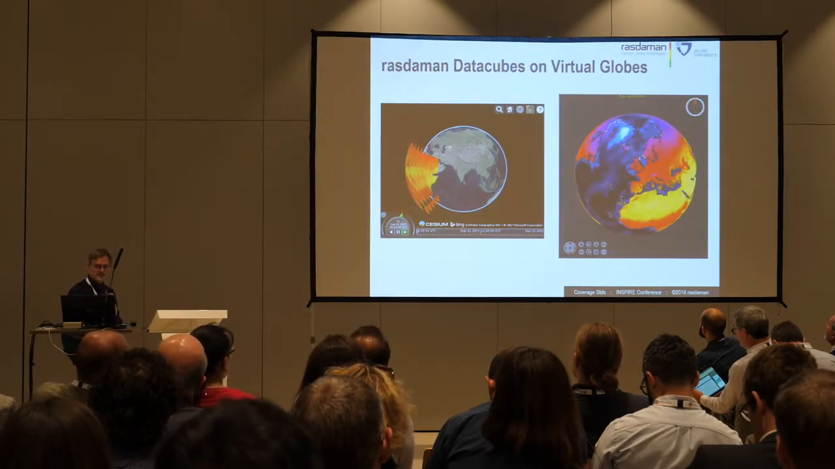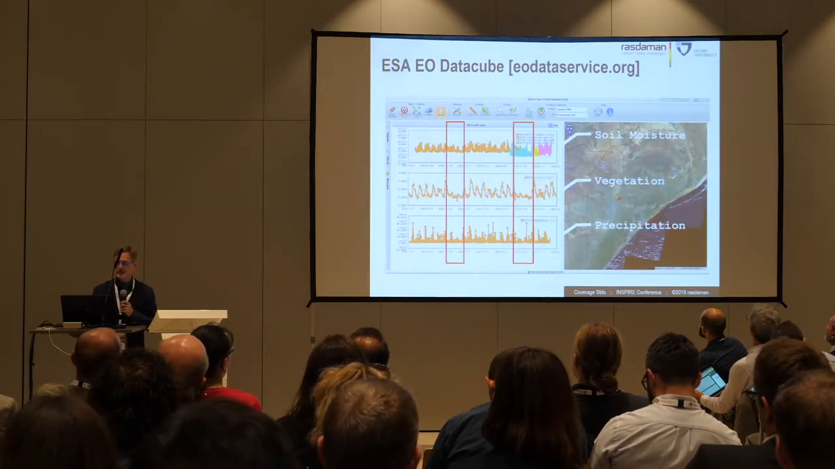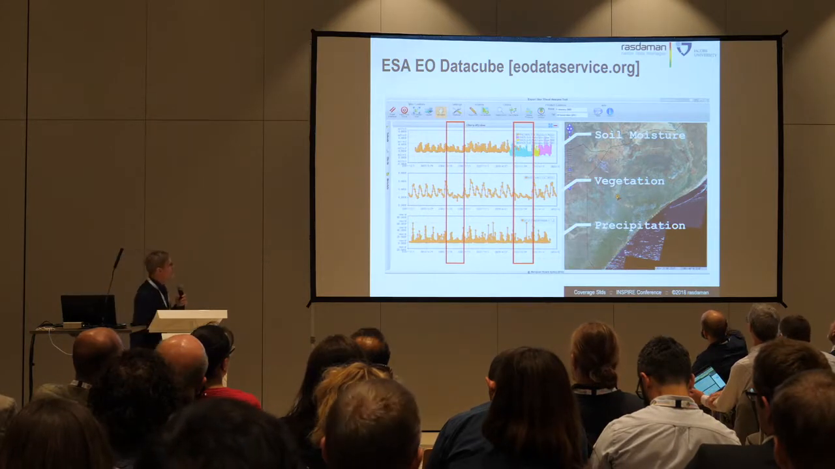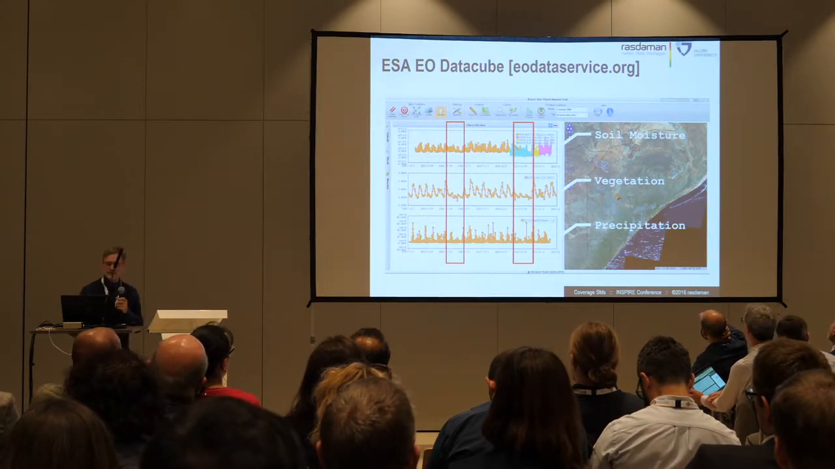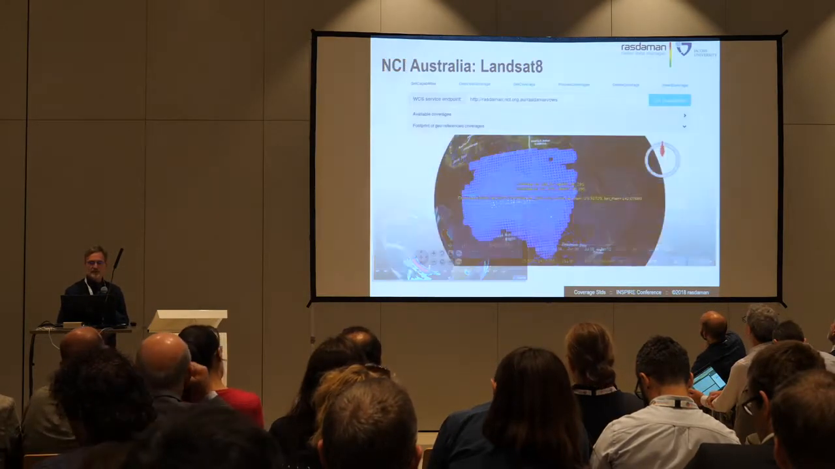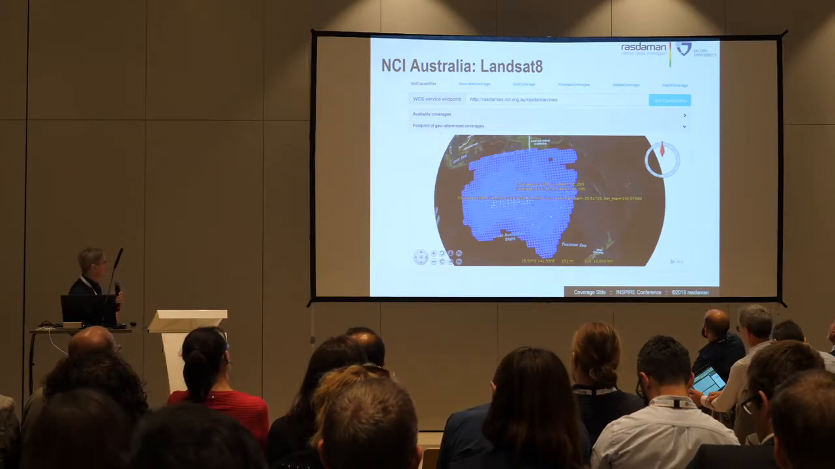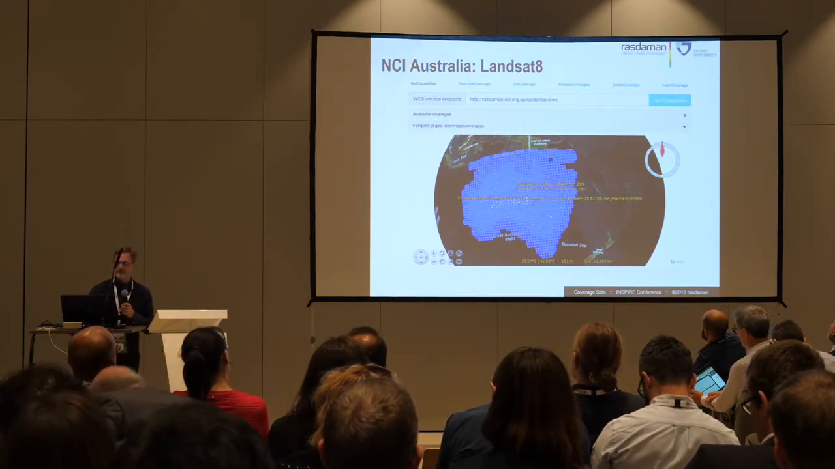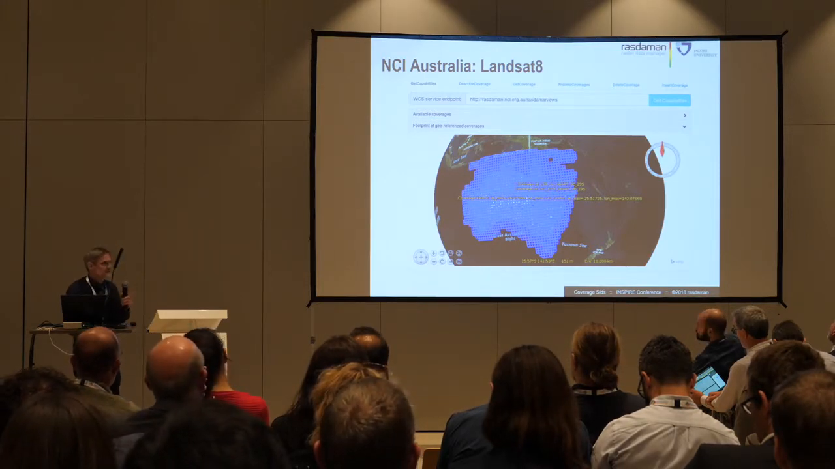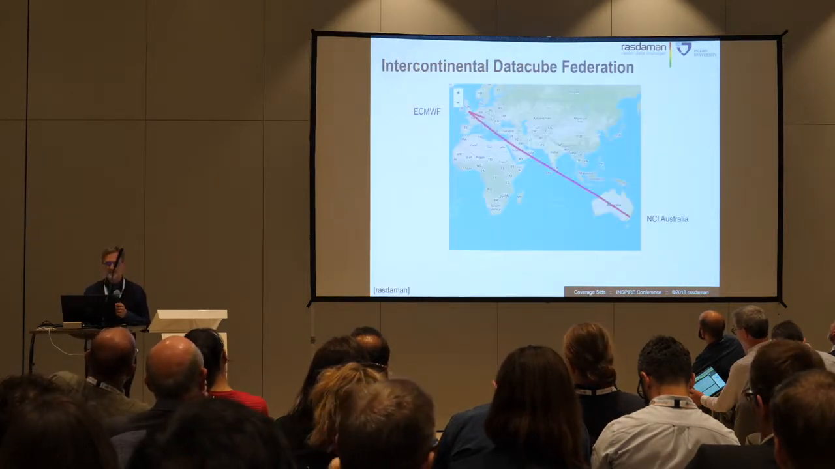So just a few impressions of what that could look like. Here we have virtual globes. That is ESA EO Data Cube, where there is data fusion and time series analytics combined, ECMWF, river discharge, and NCI Australia with Landsat pictures, Landsat data, actually. So that is all examples of what it could look like. In this case, it's all using our rasdaman server.